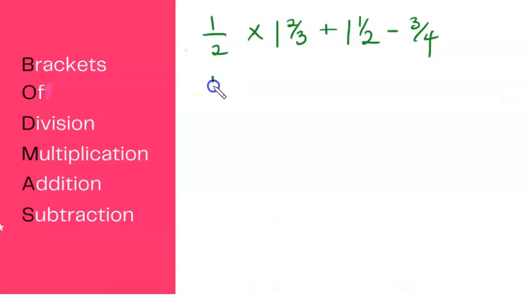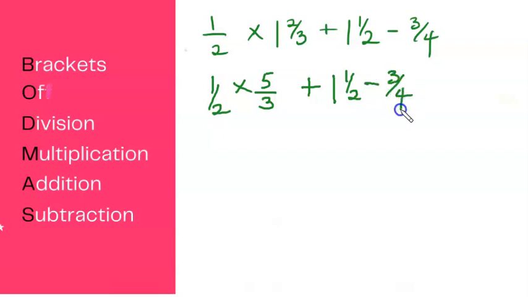Multiplication. So I have 1 over 2 multiplied by, this has to be an improper fraction to be multiplied. 3 times 1 will be 3, plus 2, that's 5 over 3. Okay, plus, then we can multiply this. We leave this as it is: 1 whole number, 1 over 2 minus 3 over 4.